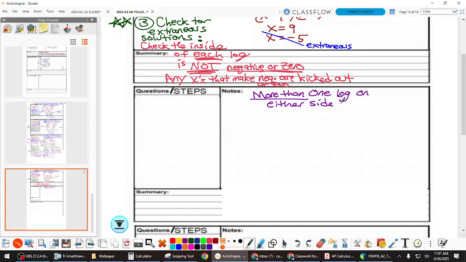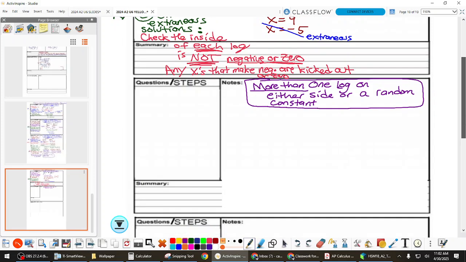Actually, let's add to that title too. I'm thinking of trying to capture everything for you: more than one log on either side, or like the one I showed you a bit ago that had that 4 stuck at the end, or a random constant. We can do 2 more examples if you want, or just this one, and hopefully you can extrapolate that to other circumstances. What do you think?